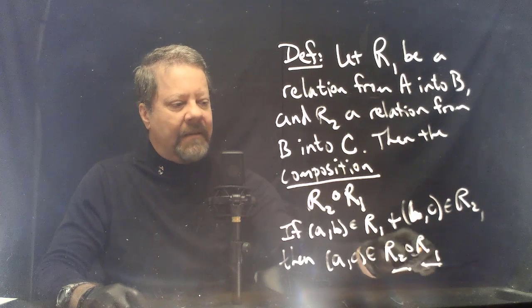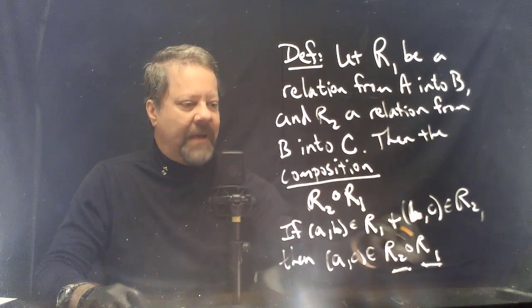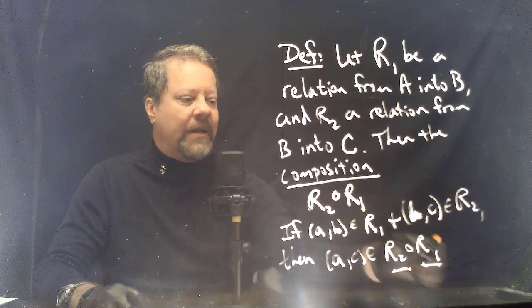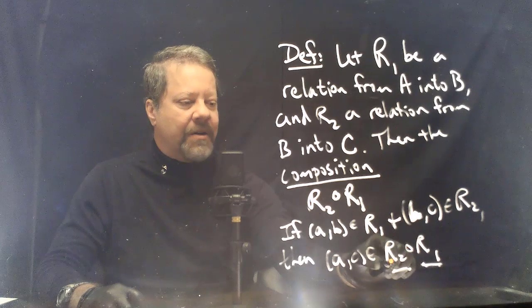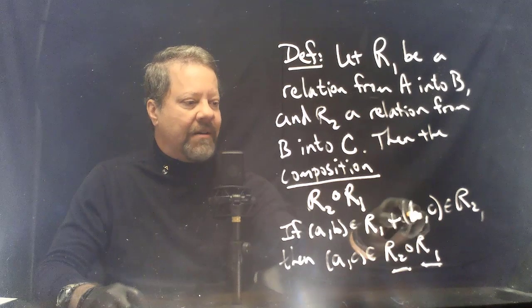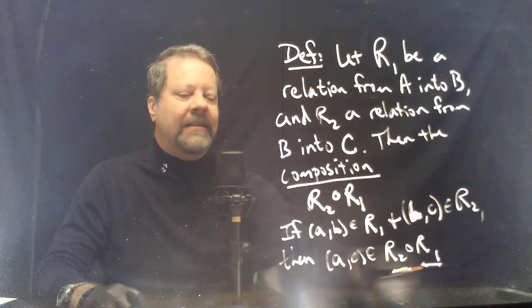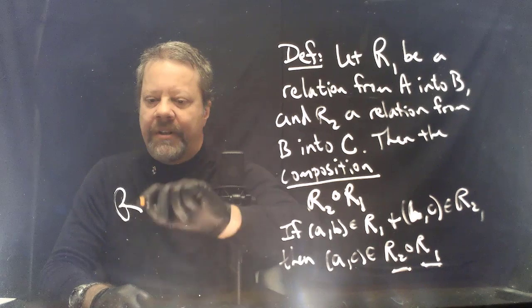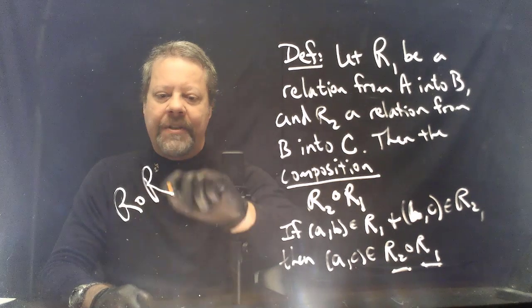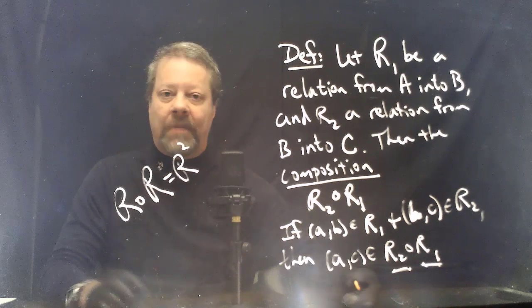But here, R1 acts first, and you have (a, b) in R1, input a, output b. R2 then acts, and R2 inputs b and outputs c. So you have the input a, output c in the composition. If we have a relation composed with itself, there's a special notation that we can write, and that is R squared.